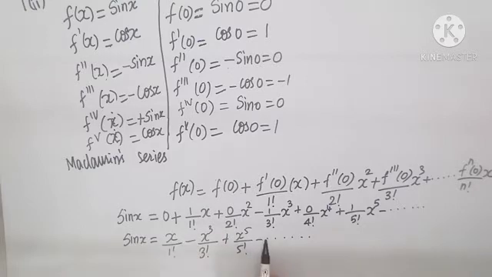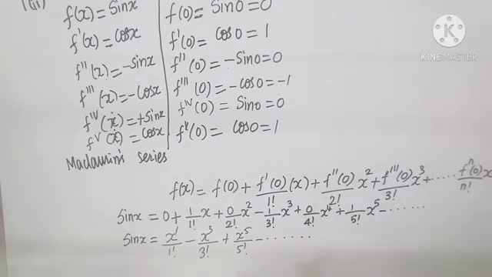Look at the numerators. Power 1, 3, 5. What would be the next power? 7, then 9, then 11. So all the odd powers will come. The denominator, when the power is 1, denominator 1 factorial. The power is 3, denominator 3 factorial. The power is 5, denominator 5 factorial, and so on. So I can easily guess whatever is the power comes in the denominator as factorial, and only odd powers come for the expansion of sin x, and that is the answer.